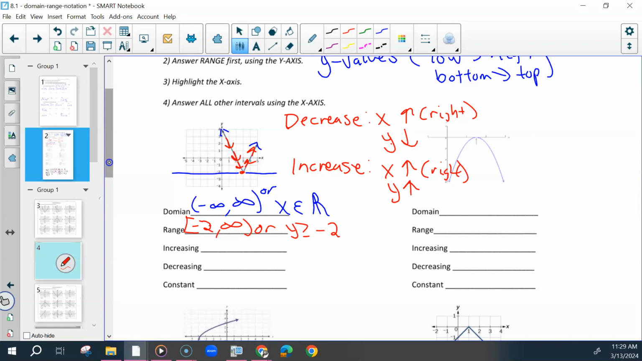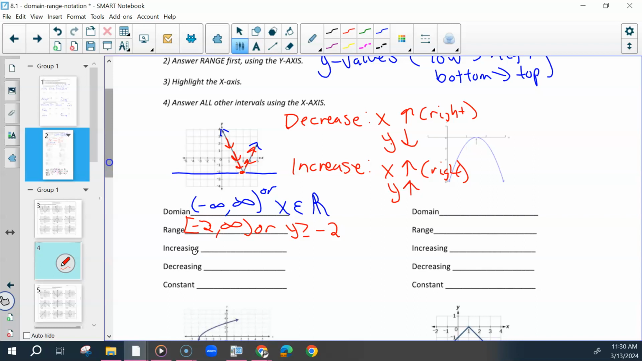So if it helps, draw these little arrows. As I keep looking to the right of my x values, what is my y value doing? Look between two different points. Look and see, okay, my y value was here, now it's here, so it has to be going down.